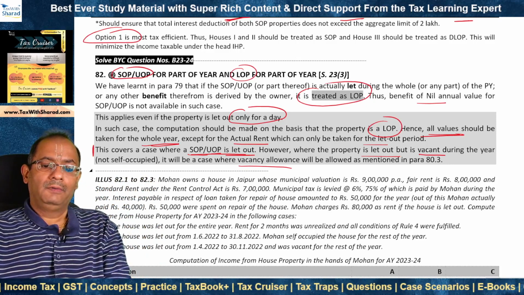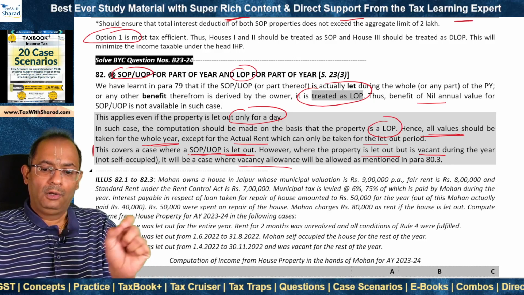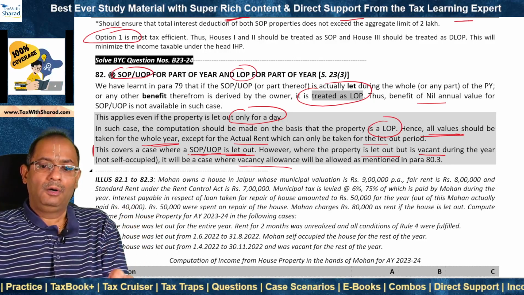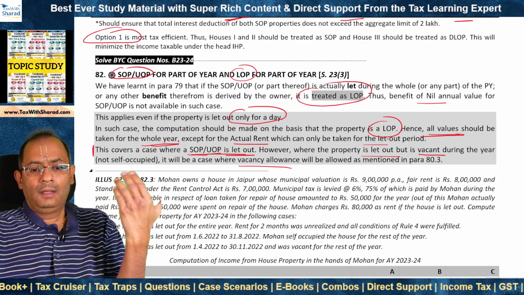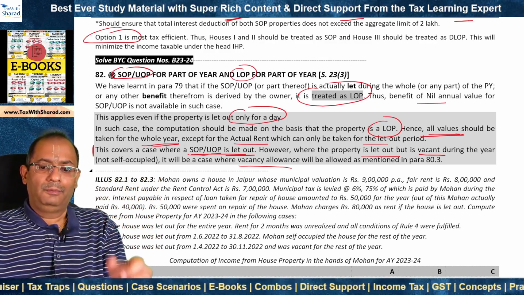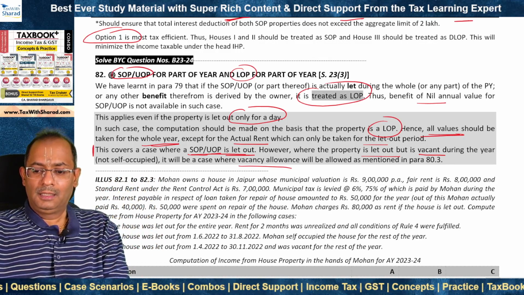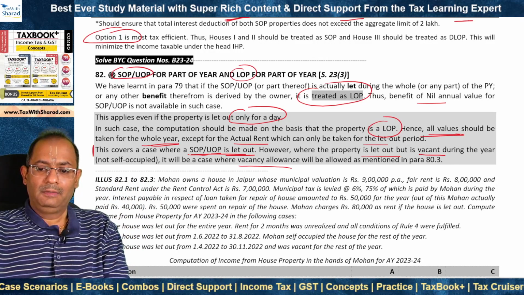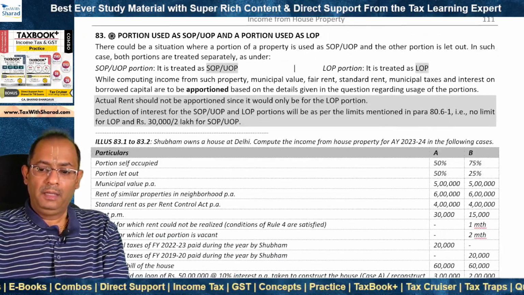So this situation covers a case where a self-occupied or unoccupied property has been let out or any other benefit therefrom has been derived by the owner. Then in such case, the computation is made as if the property is LOP.